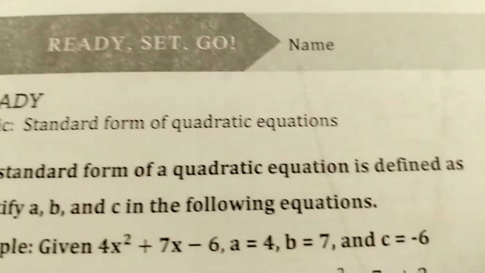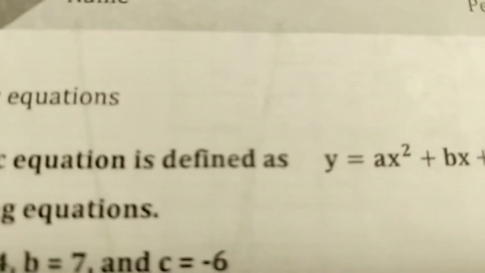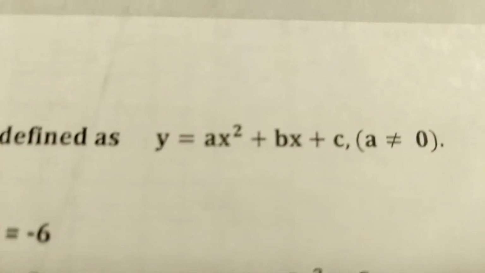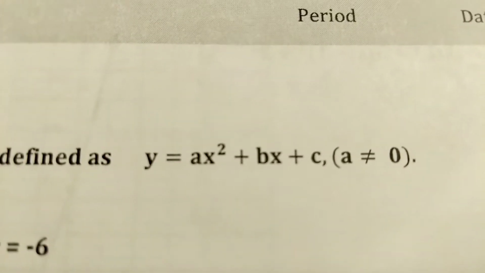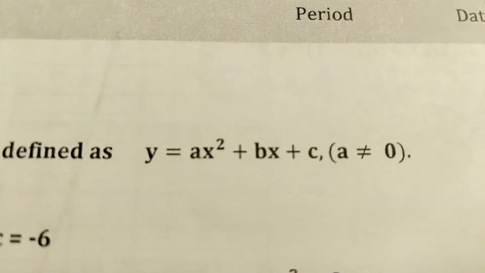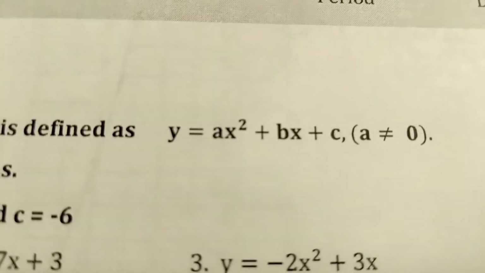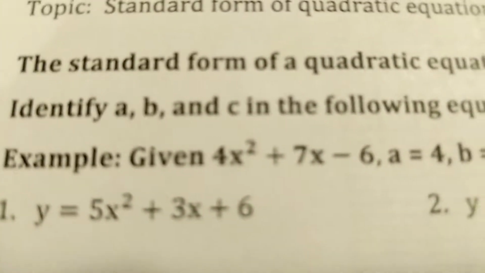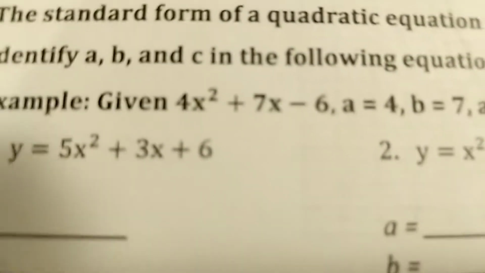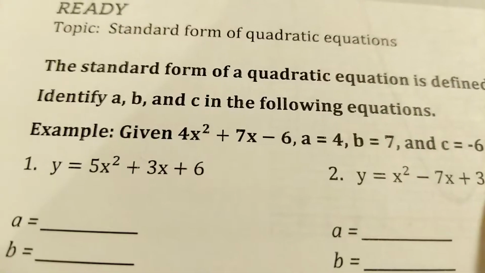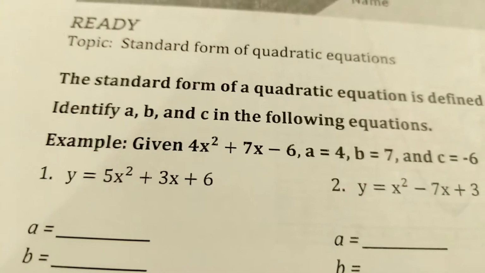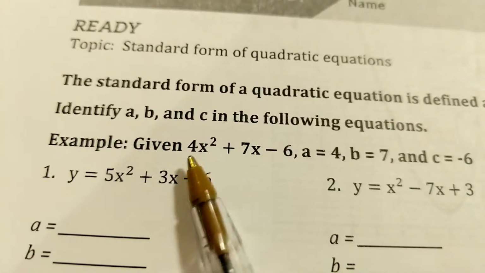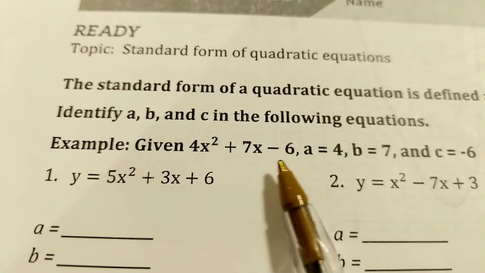The standard form of a quadratic equation is defined as y equals ax squared plus bx plus c, as long as a doesn't equal 0. Think about that. Here's an example. Given 4x squared plus 7x minus 6.